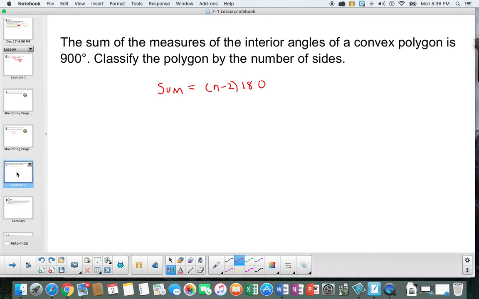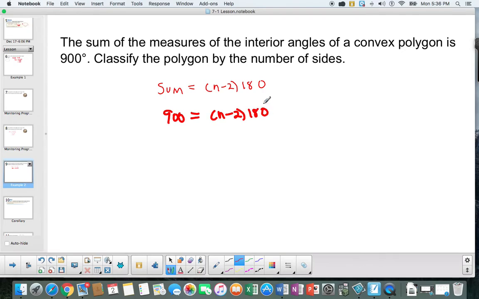Okay, the sum of the measures of the interior angles of a convex polygon is 900. This is kind of a backwards problem. They're not giving us the sides, they're giving us the sum. So here's the formula again, but this time I'm going to put 900 here as the answer, and then I have n minus 2 times 180.